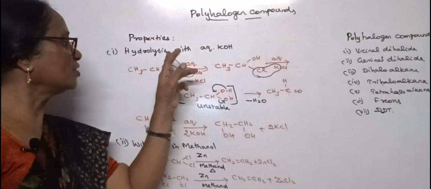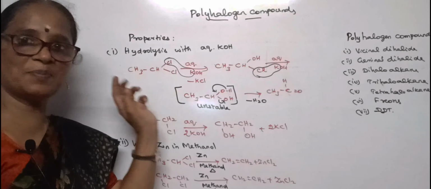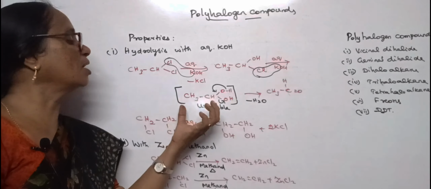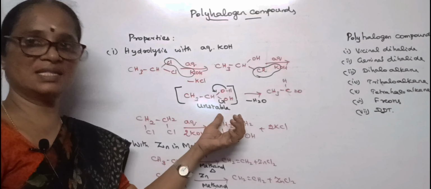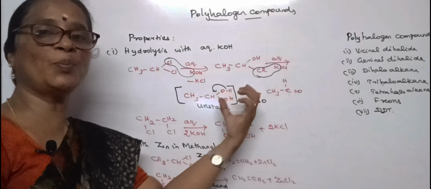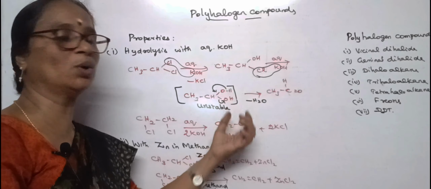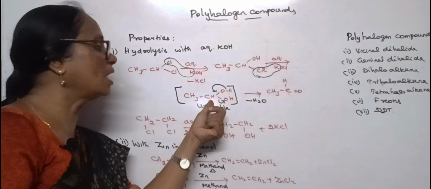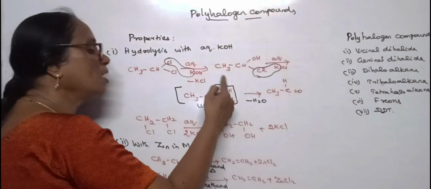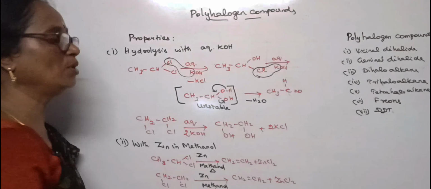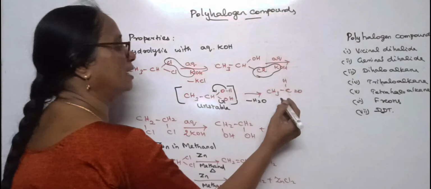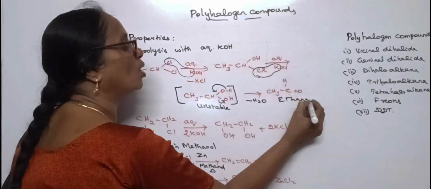When both of the halogen atoms are substituted by OH groups, that makes the compound unstable. Since both of them are bulky, they can't adjoin with the carbon in the same position, and hence a molecule of water is removed, so that makes a carbon-oxygen double bond. So we are getting ethanal as the product.